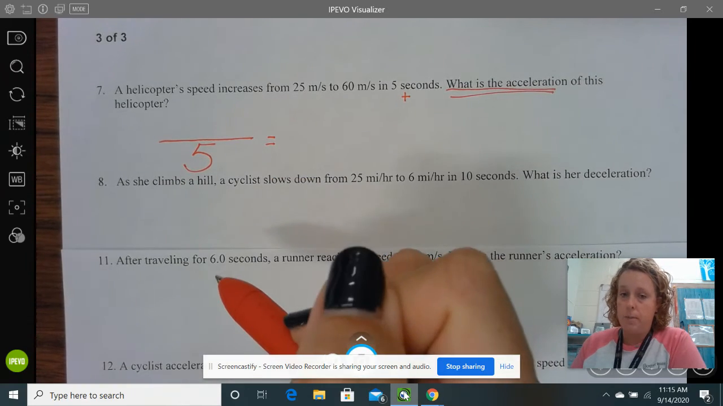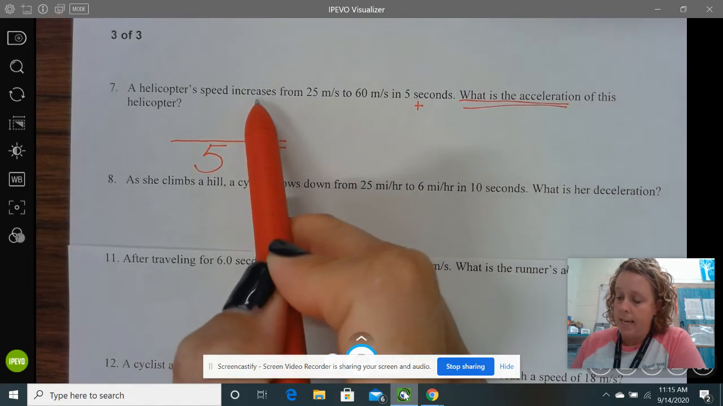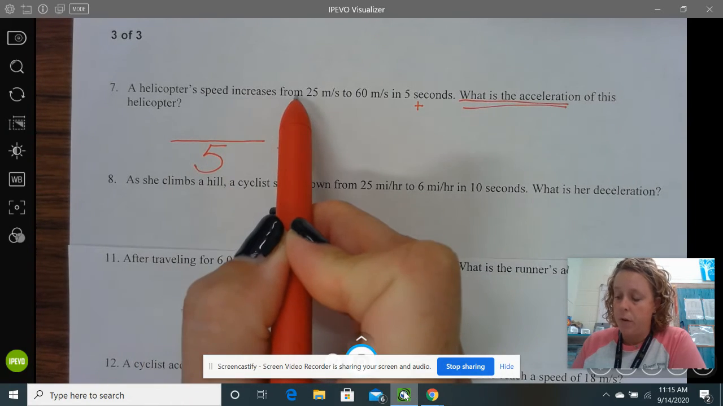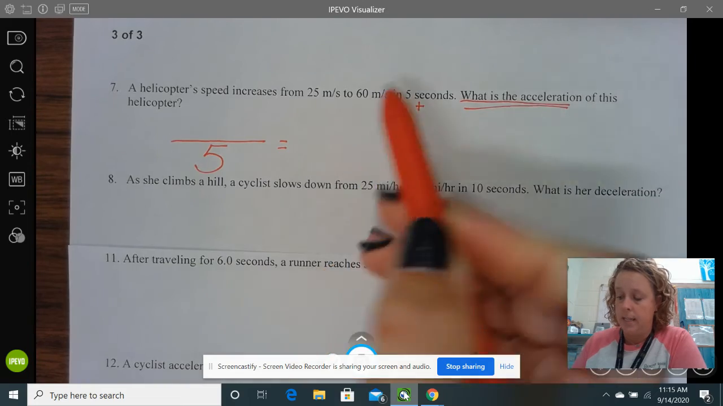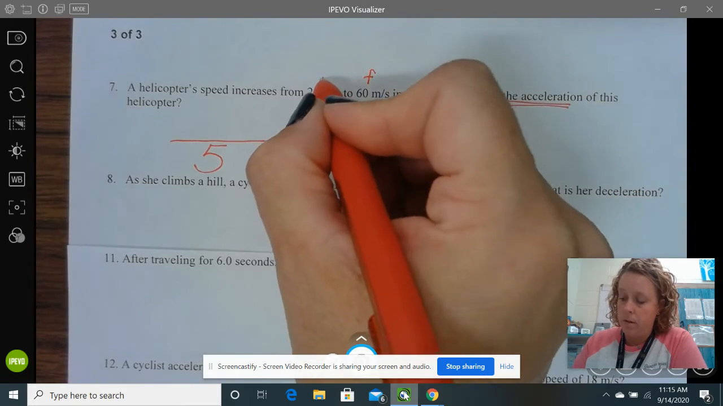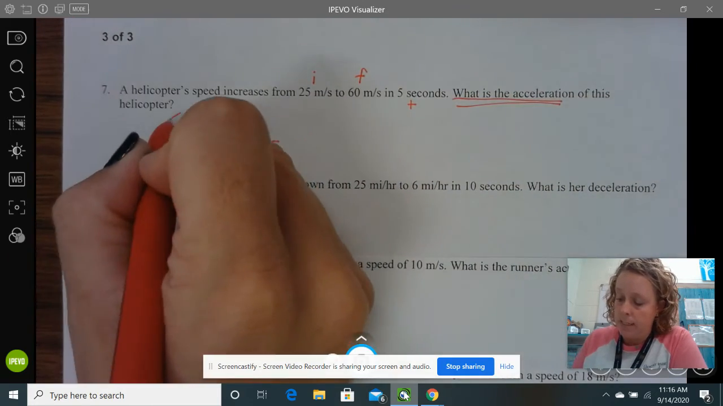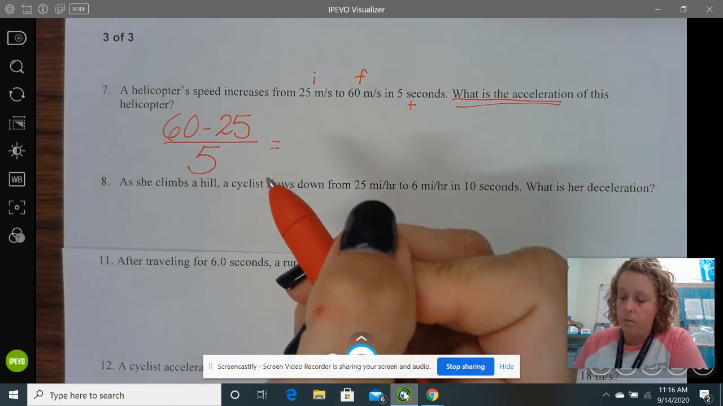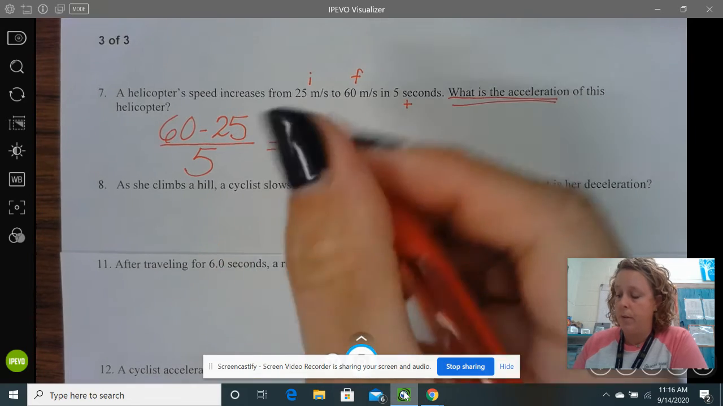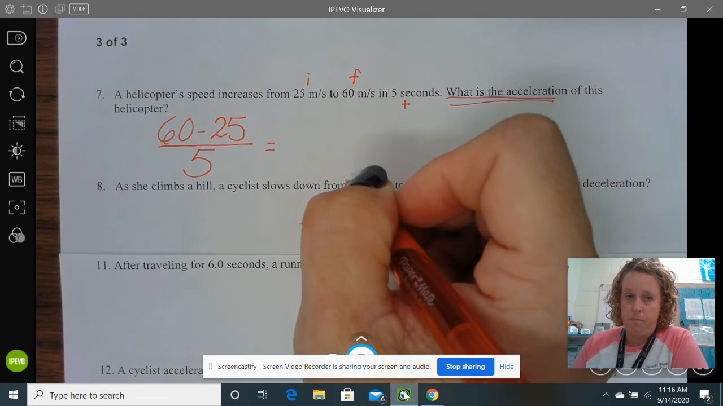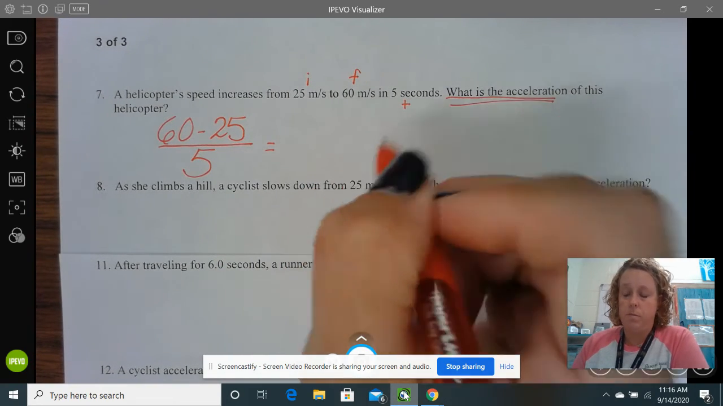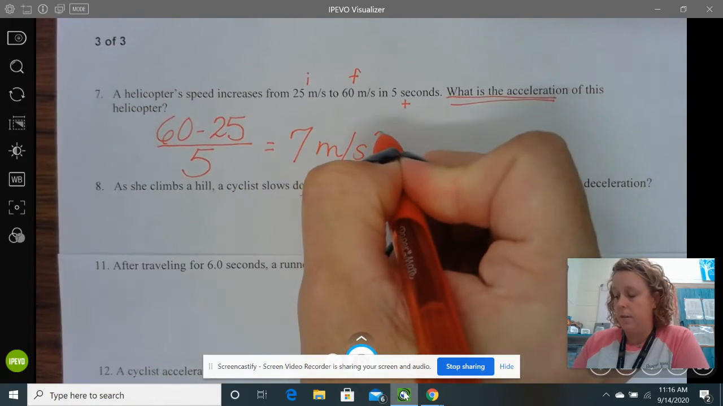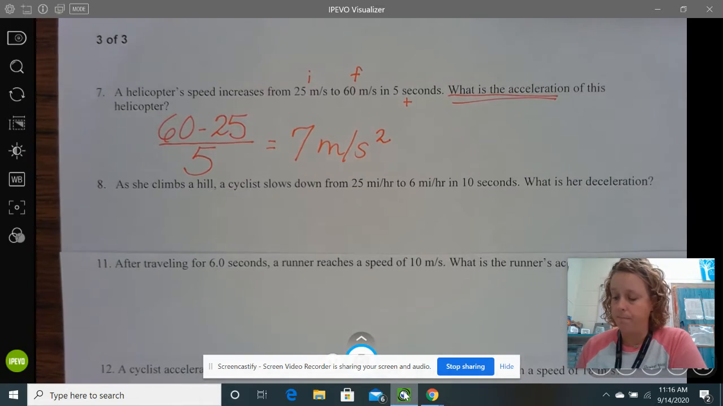The initial speed would be 25 because it tells us that the speed increases from 25 to 60. So final minus initial. So 60 minus 25. Okay. When you do the math, I'll give you a second. Okay. You're going to end up with 7 meters per second squared. Okay.